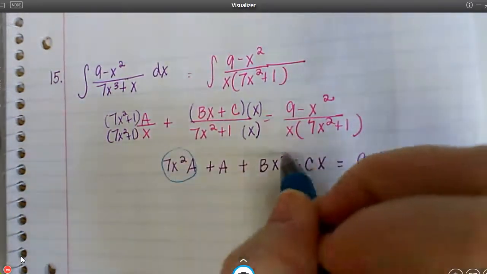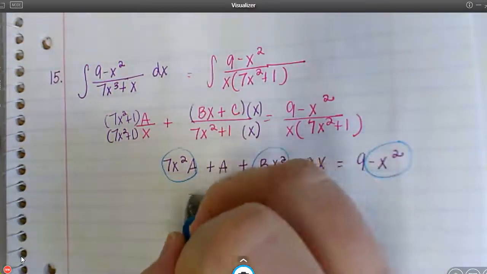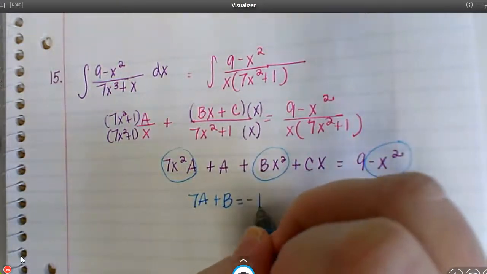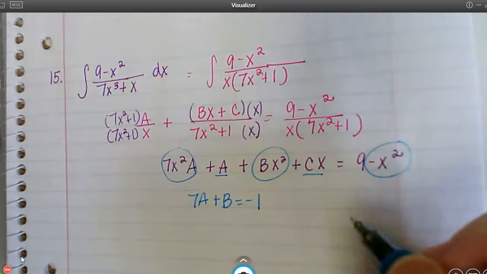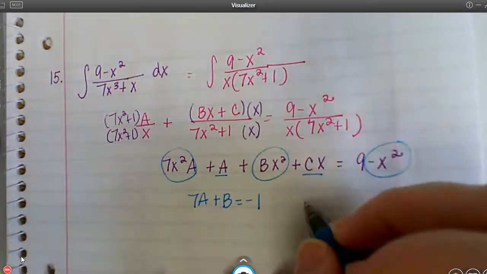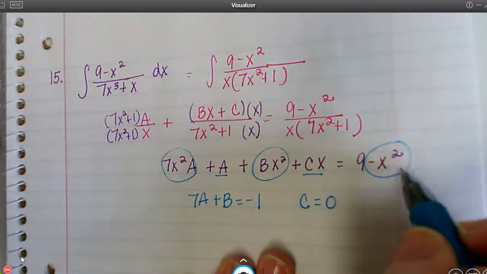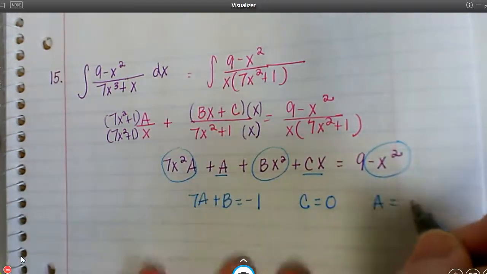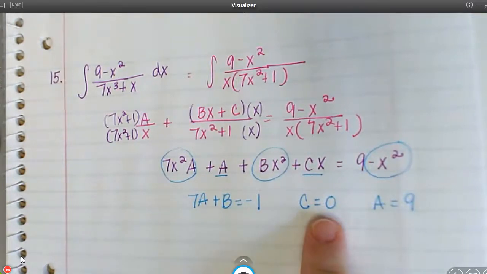So all of our x squared things are there. So we'll have 7a plus b equals negative 1. And then all of this, cx, or just c, will equal 0, because there's not an x term over there. And then a will equal 9. So it comes out really nicely that c is equal to 0.